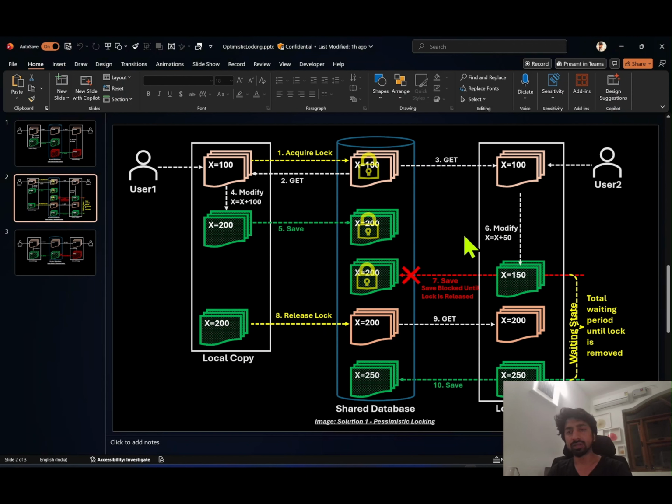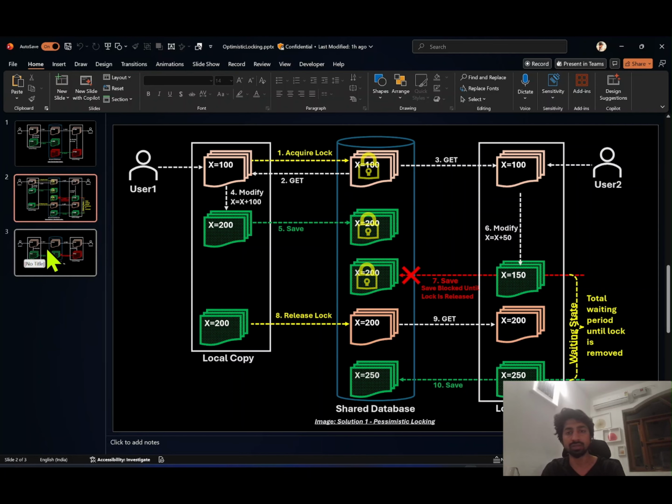So one more point I would like to highlight here is that when there's a write lock, user 2 won't even be able to modify the record. So do not get confused by this "modify x equals x plus 50". Even user 2 will not be able to modify the record, let alone save that modified value to the database. That's why this pessimistic locking is time consuming in nature.